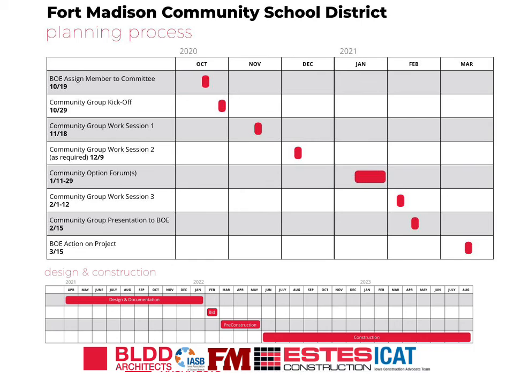Looking forward to the next steps following the community engagement panels, the ad hoc group intends to present a recommendation to the Board of Education on February 15th. If the board makes a vote to proceed at the following meeting on March 15th, then design work could begin shortly thereafter. This would include interviews and programming with teachers and students.